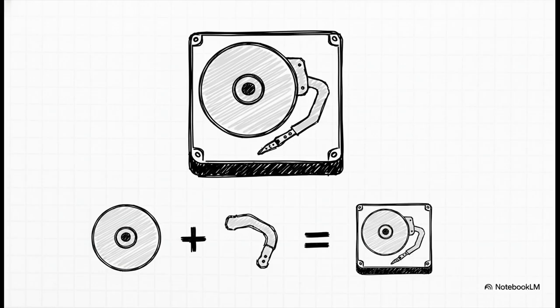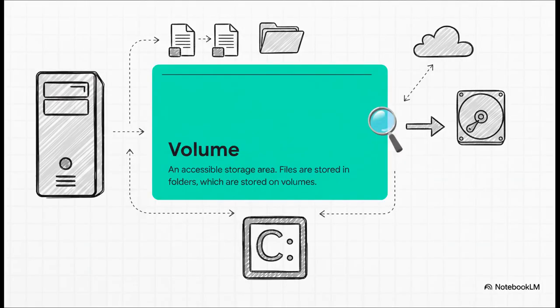You can't separate them. And that's exactly why, over the years, hard disk and hard drive have pretty much come to mean the exact same thing. And finally, we have the volume. Now, this one is less of a physical thing and more of a digital filing cabinet. A volume is an area that your computer's operating system creates to help you organize everything. So when you see the C drive on your Windows computer, you're not looking at the physical drive itself. You're looking at a volume. It's the container for all your folders and files.